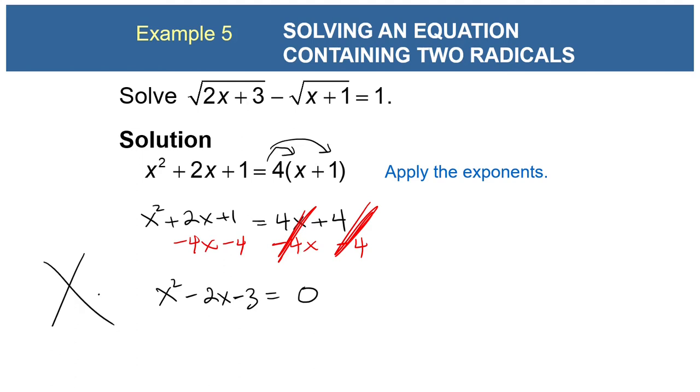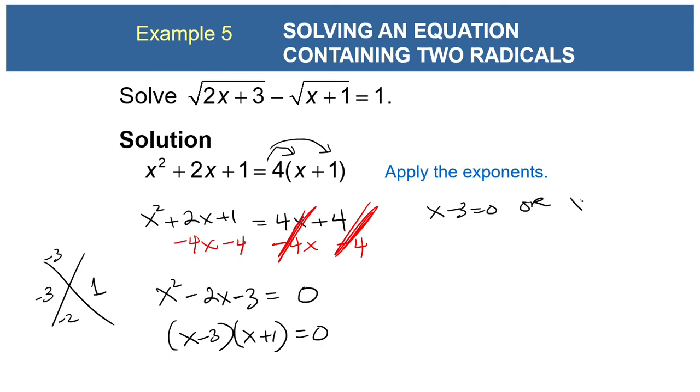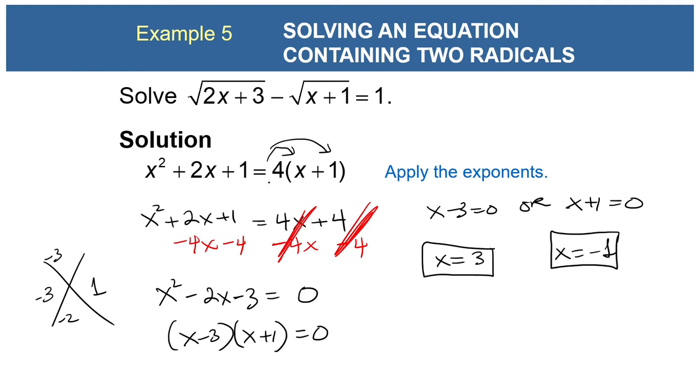And let's see if we can factor this. We have negative 3, negative 2, and so the numbers are negative 3 and positive 1. (x - 3) times (x + 1) equals 0. I can set both of those equal to 0. And so you can see our two possible solutions are x equals 3 or x equals negative 1. But remember, you got to check this in the original equation to make sure it works.